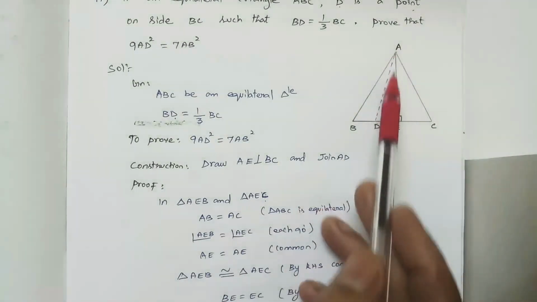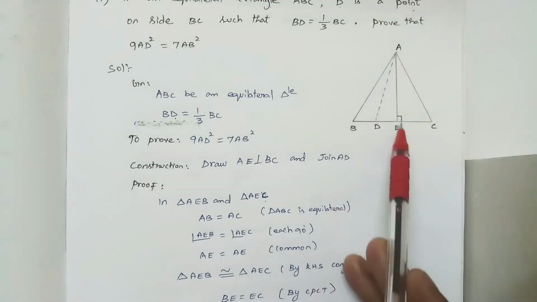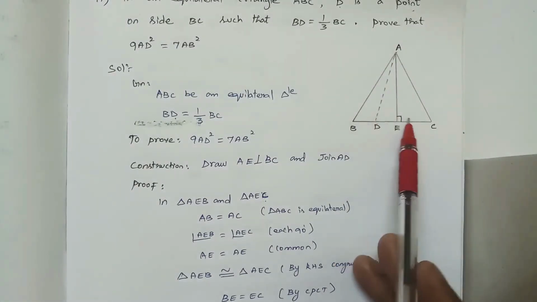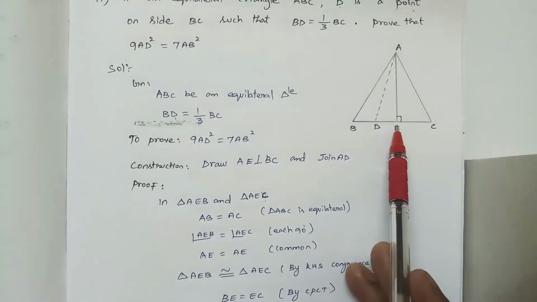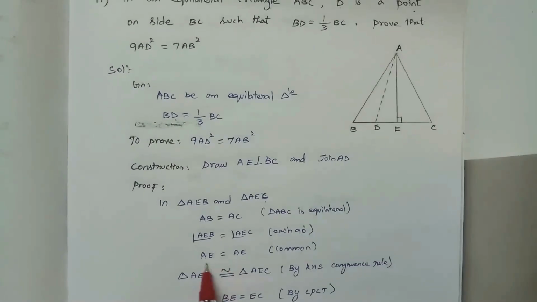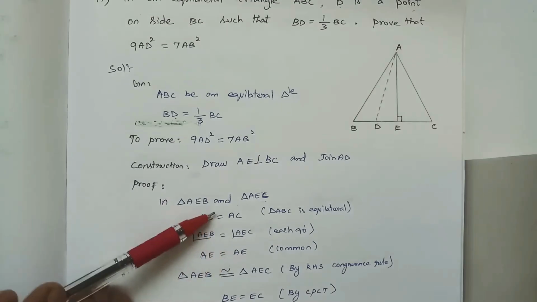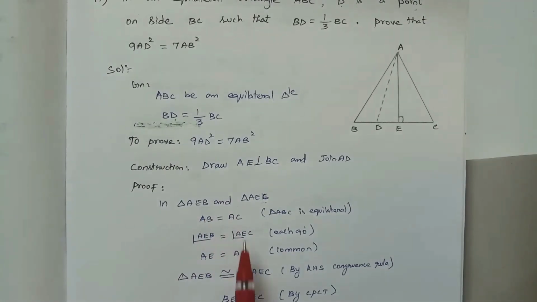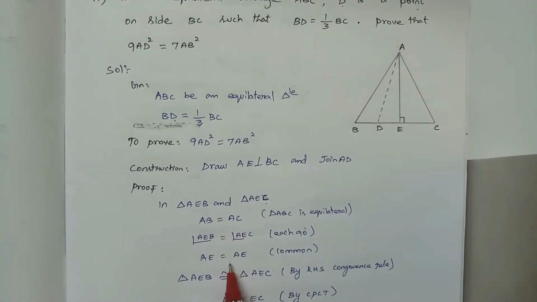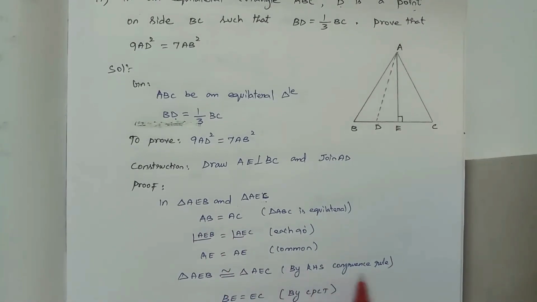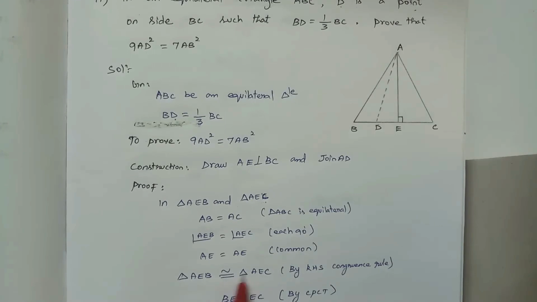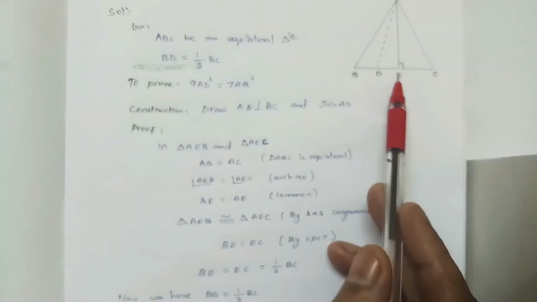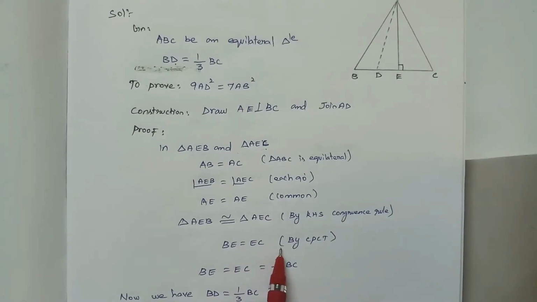Angle AEB is 90 degrees and angle AEC is 90 degrees. AE is common for both triangles, so AE is equal to AE. By which property are these two triangles congruent? Right angle, hypotenuse and side of a right-angled triangle. So by the RHS congruence rule, these two triangles are congruent. If these two triangles are congruent, then BE is equal to EC by CPCT.